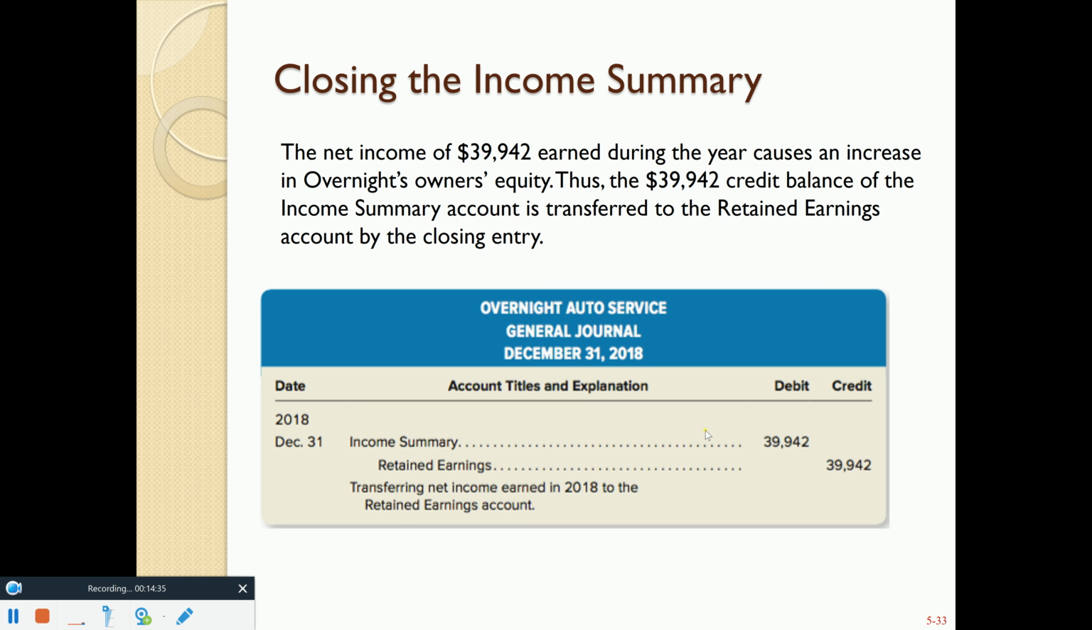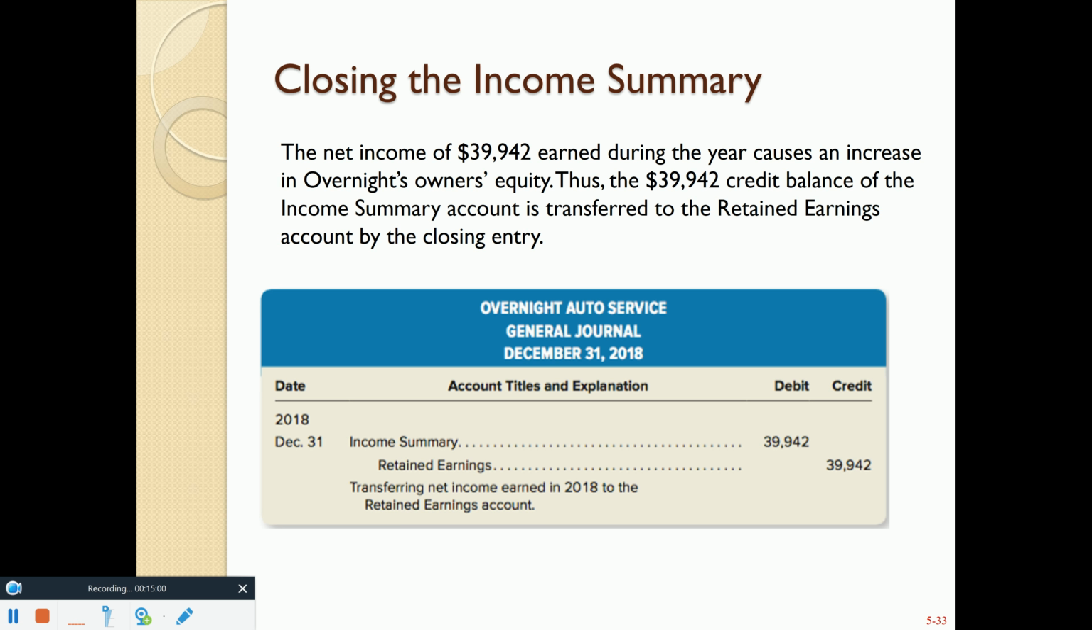And how do we get rid of that credit balance? Well, we debit it. And the credit goes to retained earnings, $39,942. Does anybody remember this number, $39,942? And hopefully your answer is yes, I remember that number, Professor. That is net income. Test me.